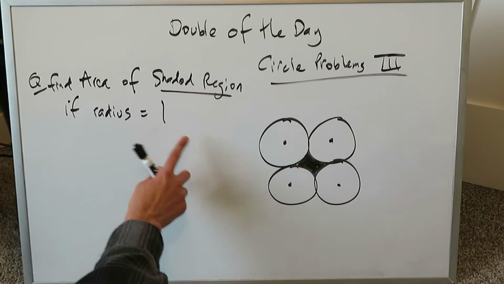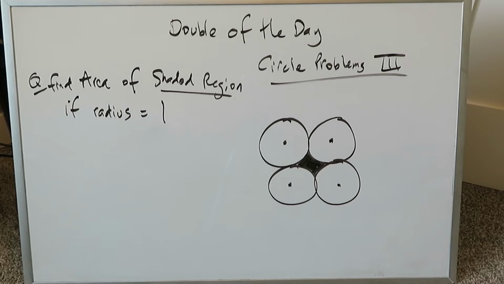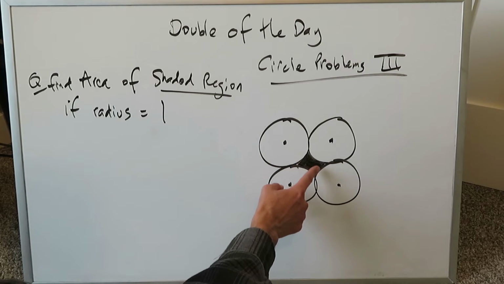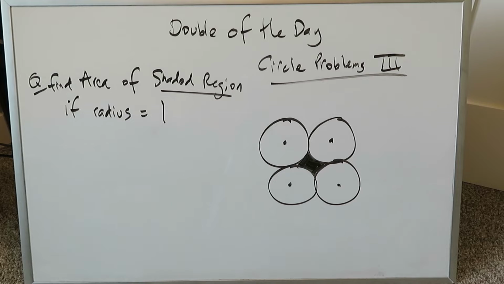Given that the radius is equal to 1 for each of those circles, each of the circles has an area equal to each other. You can see this area which comes in between is the shaded area. We have to find that. How do you go about doing that?